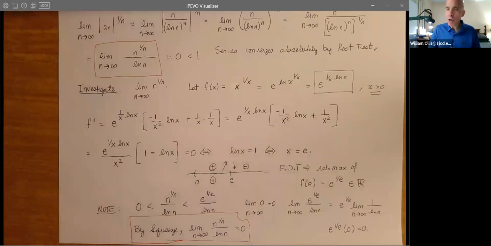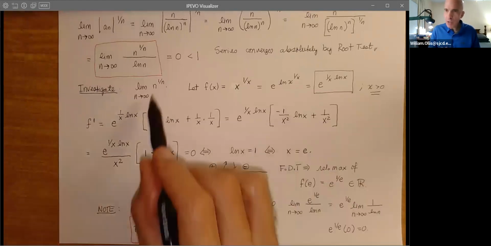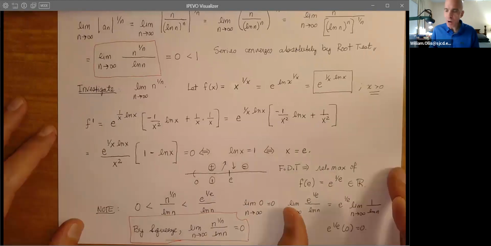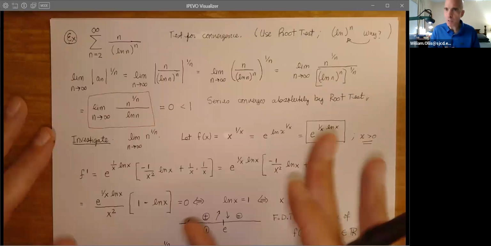I just needed to show that this particular function here was bounded. And once I have that, I can do the squeeze theorem. Without the bound, I can't use the squeeze theorem. So that's the beauty of this result. And that's why I wanted you to see a really nice example of the root test.